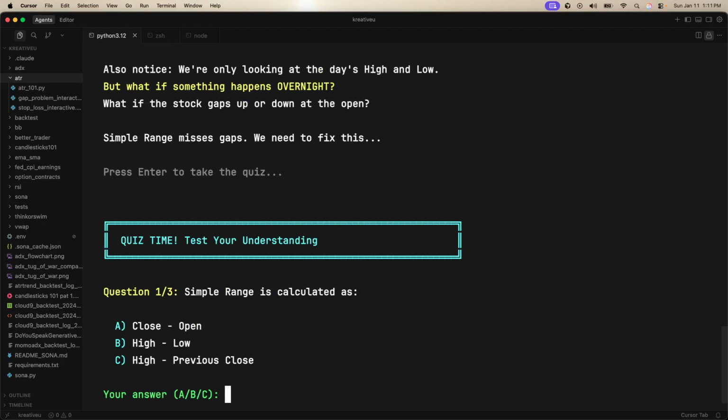Before we go into that, let's go ahead and talk about our quizzes. Let's jump into our quiz. The first one is going to be simple range. For question one, simple range is calculated as what? The open minus the close? The high minus the low? Or the high minus the previous close? Remember we talked about it before: simple range is the high minus the low.